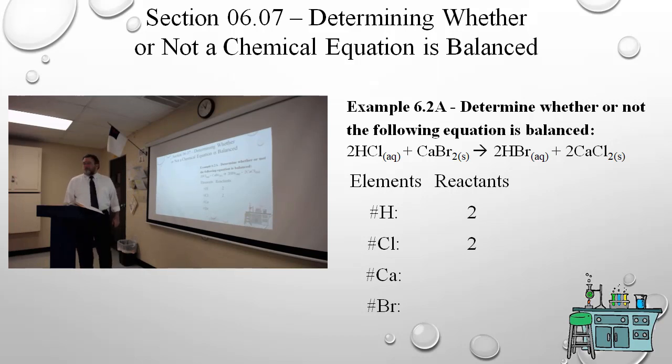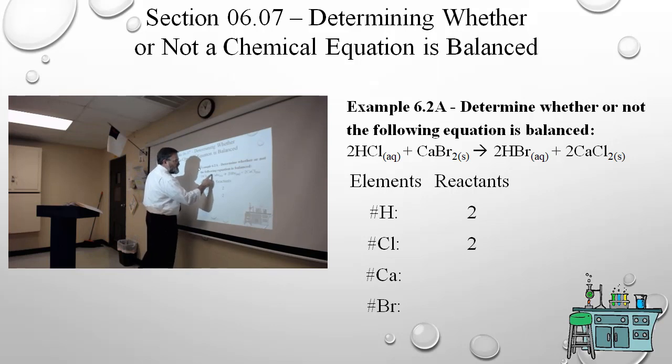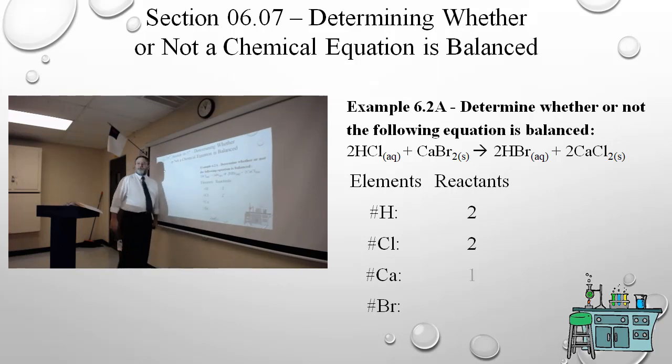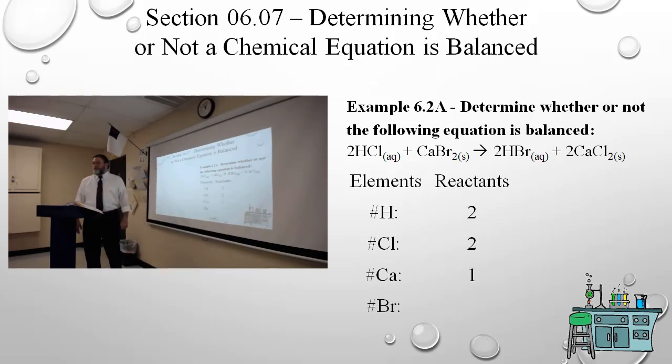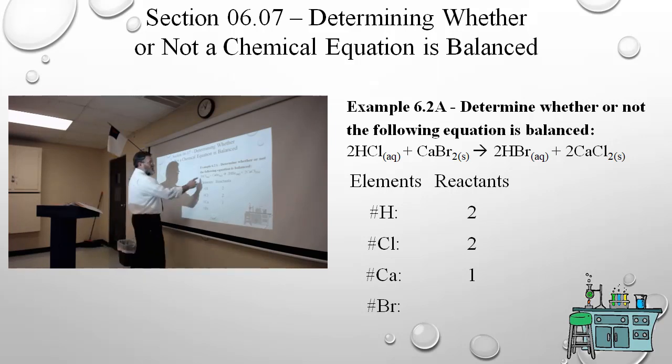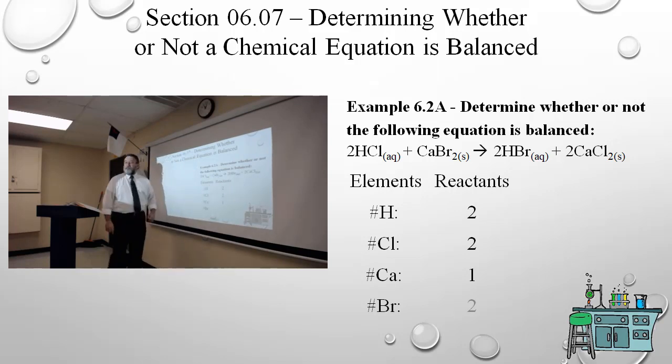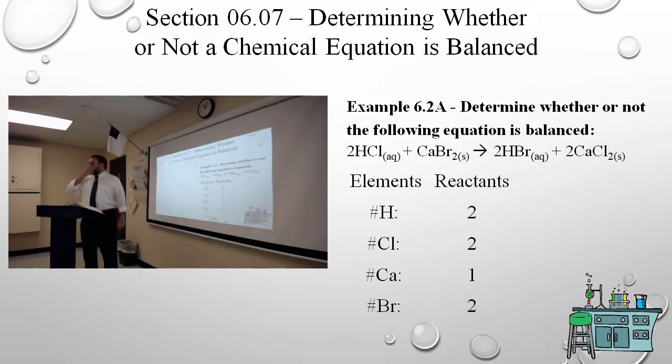Calcium. Calcium is here as 1 set of 1 and no more. And finally, bromine. Bromine is here as 1 set of 2, or 2. Any questions on that process? How I came up with these numbers?